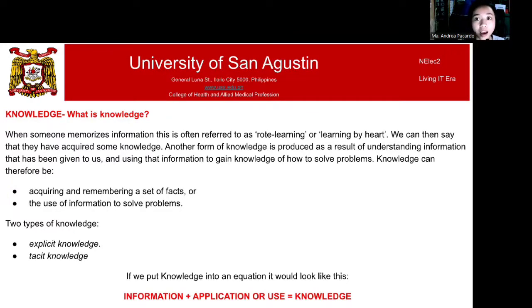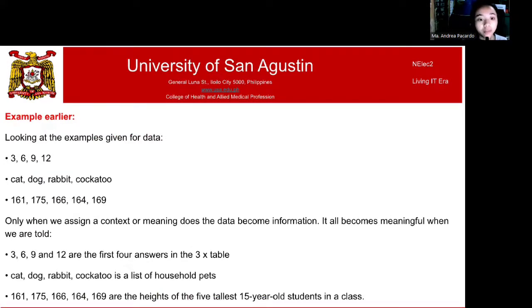For an example, earlier we said 3, 6, 9, and 12 are just data because they don't have context or any meaning. But they become meaningful when we are told 3, 6, 9, and 12 are the first four answers in the 3 times multiplication table. So what will happen if we put this into knowledge? The next slide will tell us.